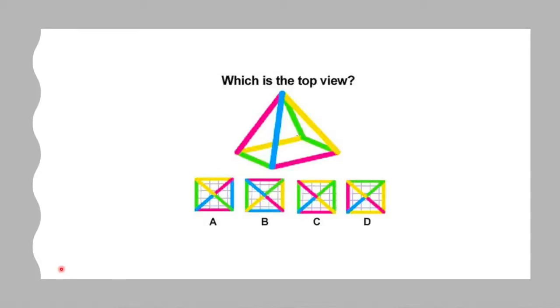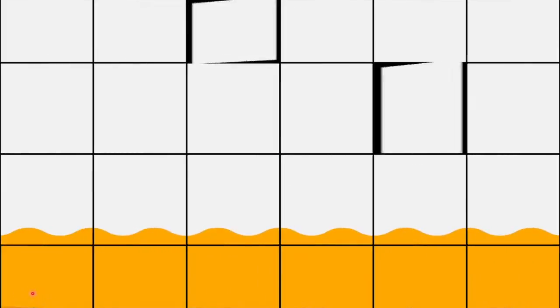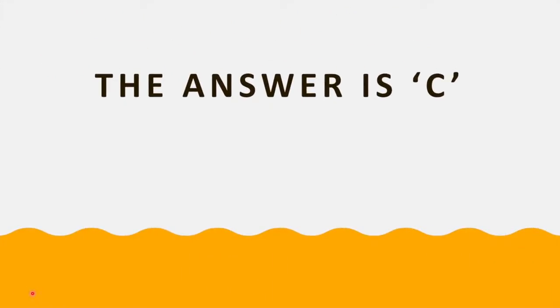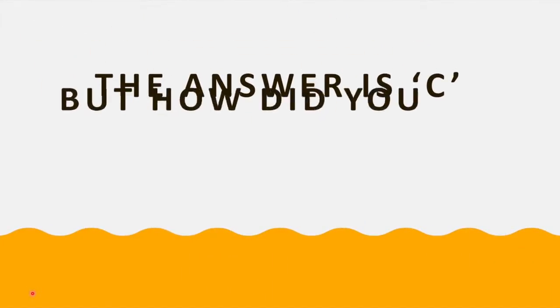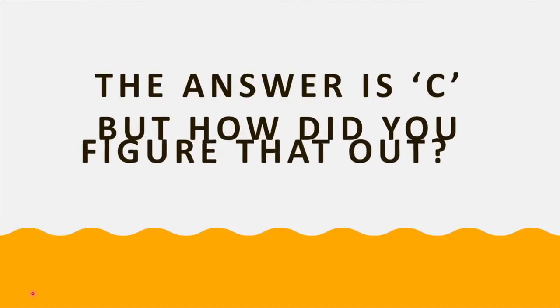So which is the top-down view? A, B, C, or D? Okay, the answer is C. But more importantly, how did you figure that out?